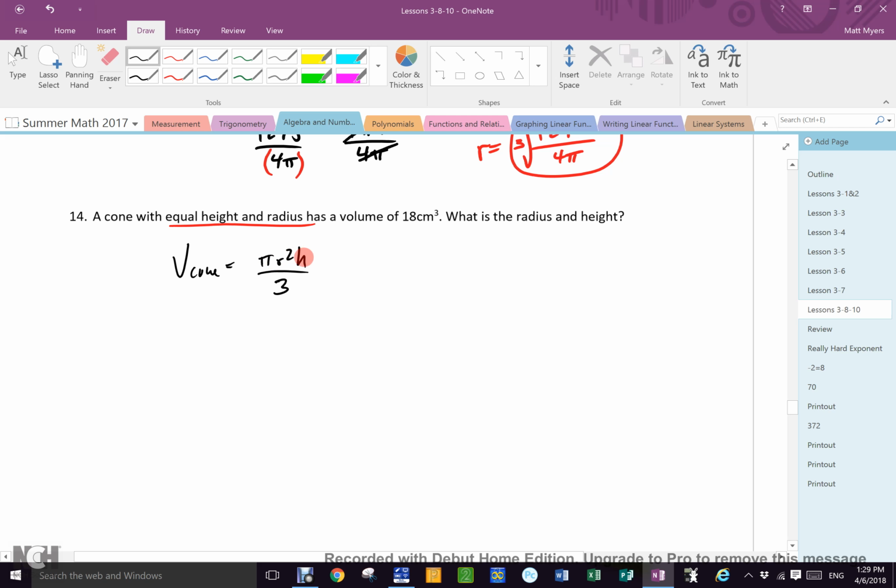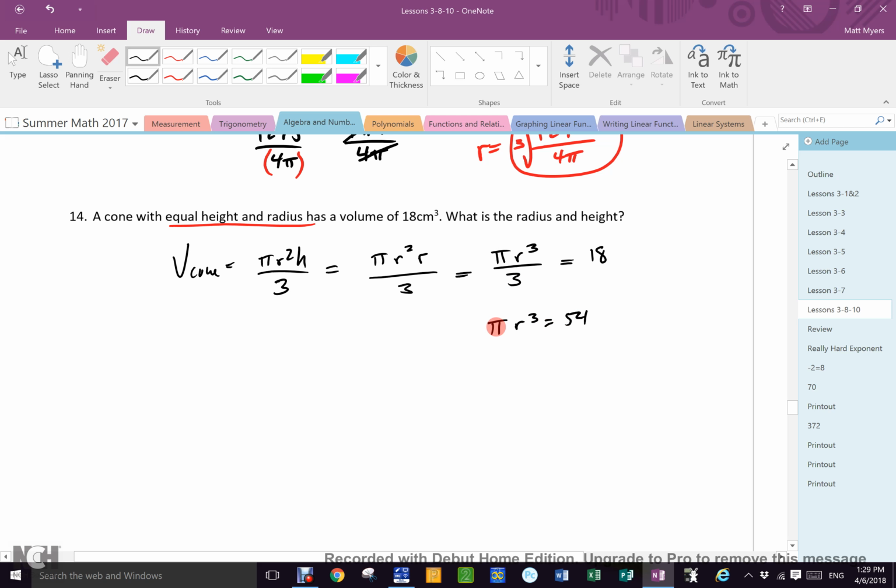They're the same. So if h and r are the same, isn't the volume of this cone pi r squared r again over 3? And then what do I do with r squared and r? What do I do with the exponents? Add them up. So it's pi r cubed over 3. And what does that equal? It equals 18. How do I get rid of the 3? Times both sides. Pi r cubed equals 54.